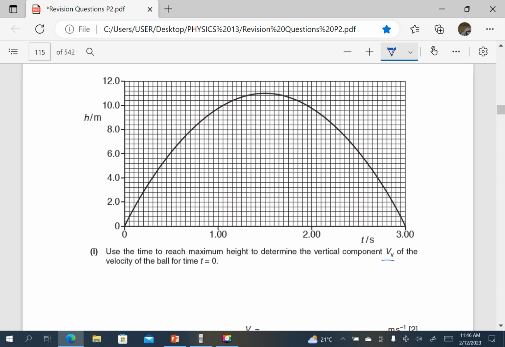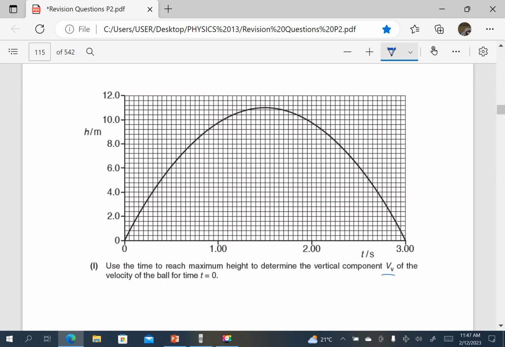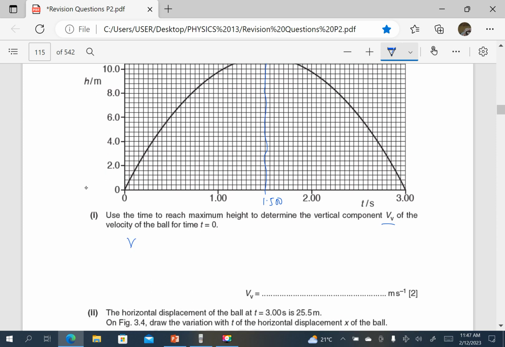Time to reach maximum height. Let's see. Where is maximum height? I think maximum height is somewhere here. This is maximum height. What is this time? I think this is in the middle, so that's 1.500. The time to reach maximum height is 1.500. And we can even see the maximum height, but let's use v equals u plus at because they want us to use time.